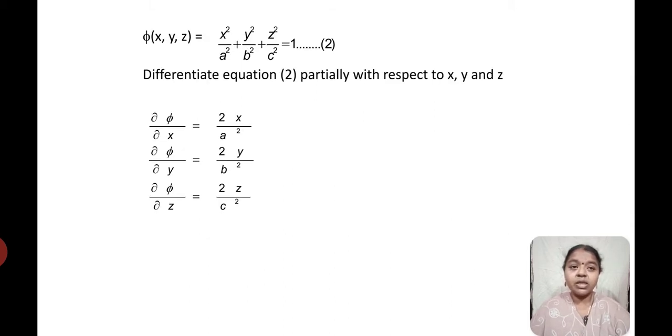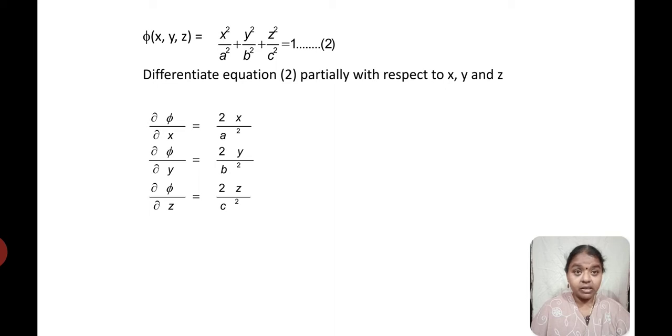Now let's write down the given condition as phi of x comma y comma z is x square by a square plus y square by b square plus z square by c square, that's equal to 1. This would be our equation 2. And then what are we supposed to do? I would be differentiating this equation also partially with respect to x, y and z.